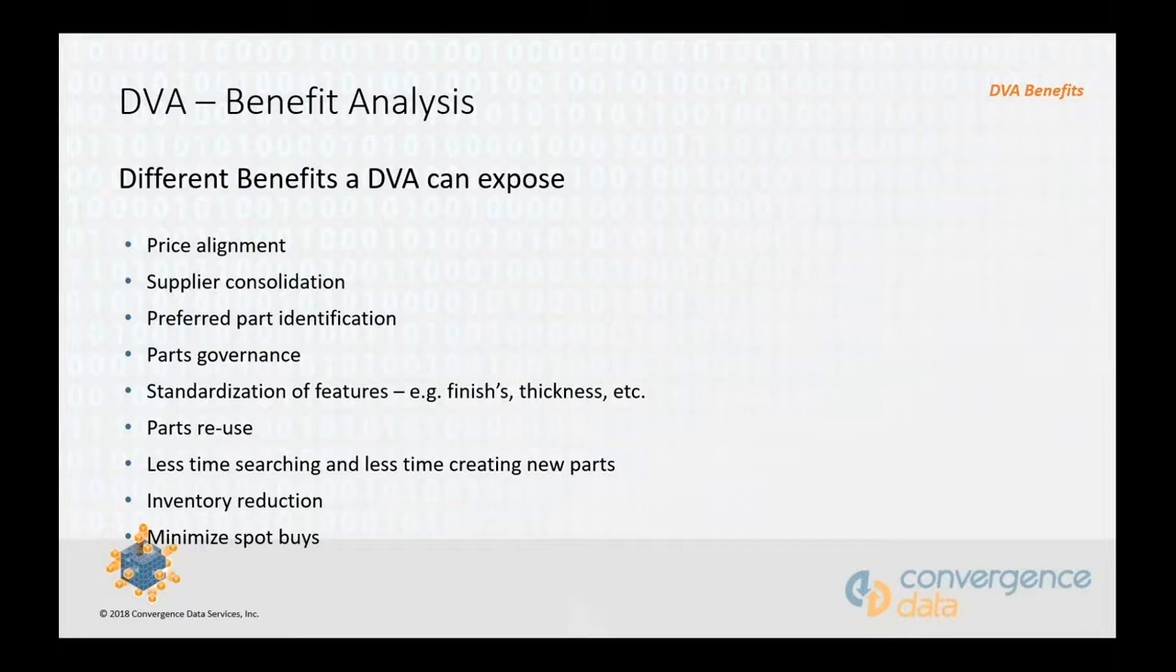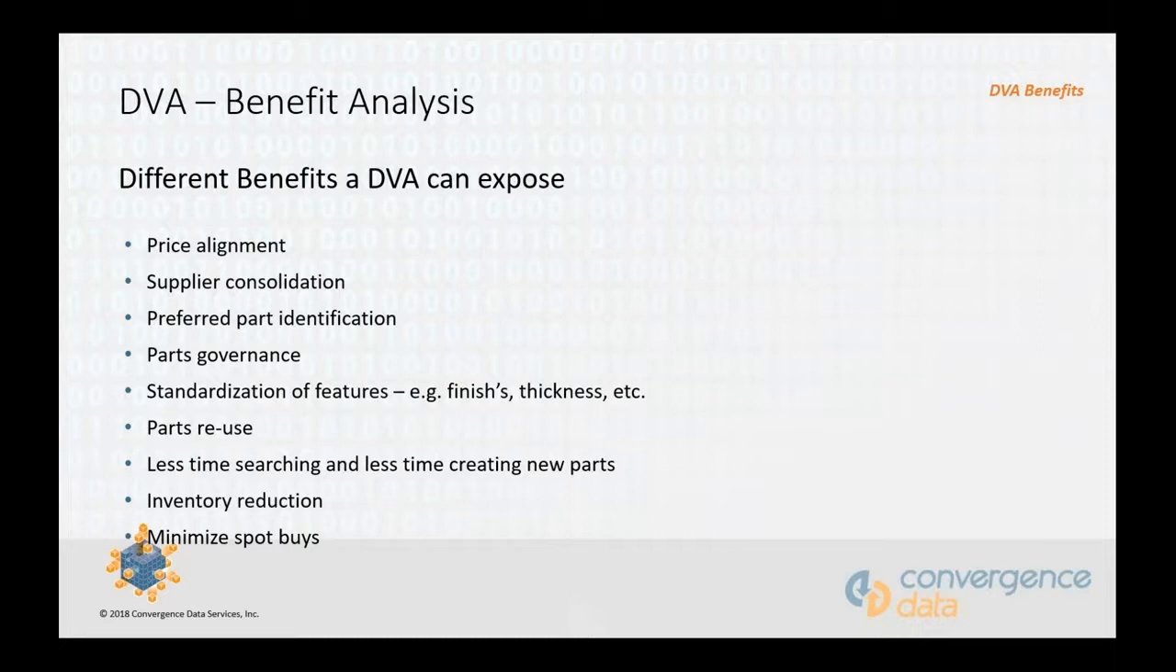And with this information, you can truly implement parts governance. So when someone goes to propose, say, a new rivet, you can help them find an existing one that closely matches what they're looking for, and eliminate the need of raising a new part number. So that's a good example of how you can promote parts governance with this good data.